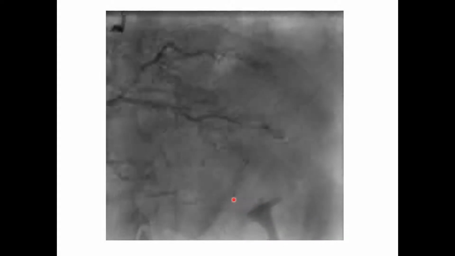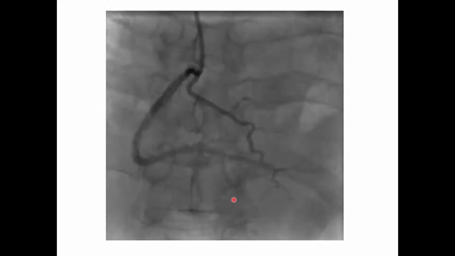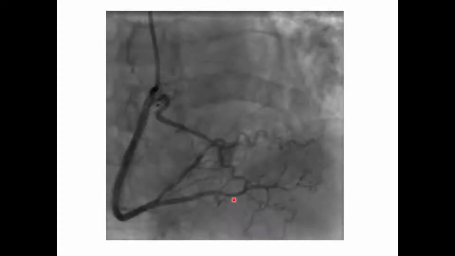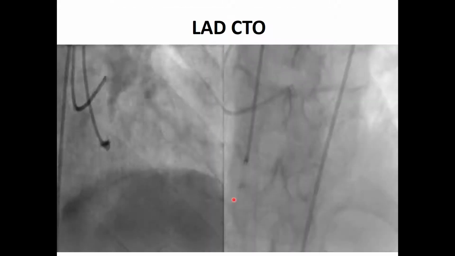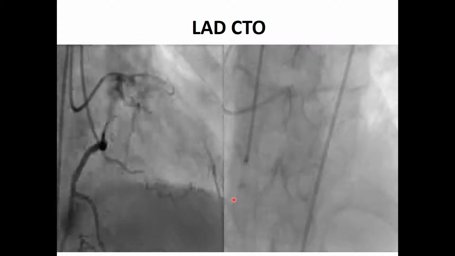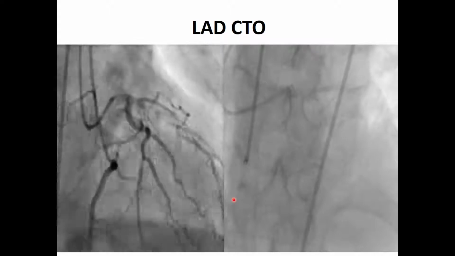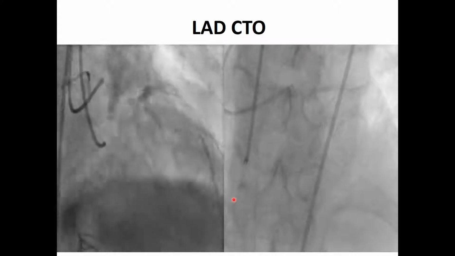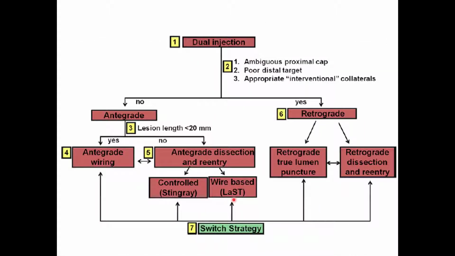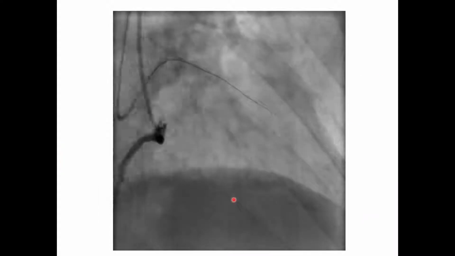So what we did, we went antegrade. The Gaia Second was going subintimally, and we didn't want to push further to re-enter as the LAD has some disease after the takeoff of the second diagonal. So we kept the position of the Gaia, advanced the microcatheter, took the Gaia out, put a workhorse there, and we were able to advance the Stingray system.